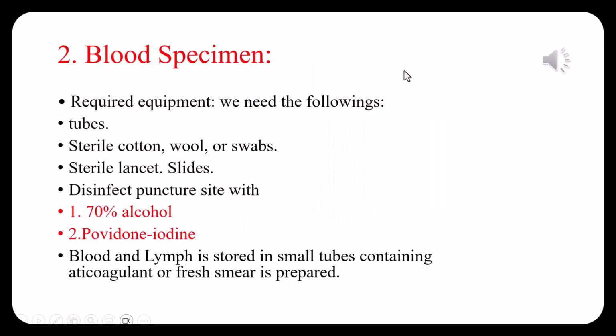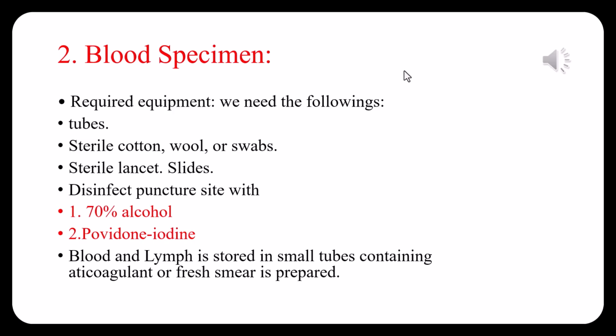The second sample that we deal with today is the blood specimen. Blood does not routinely come to the parasitological lab, but it does come if there is a parasite suspected to affect the blood. In this slide, we are talking about how blood is first collected from the patient, and what materials are required.